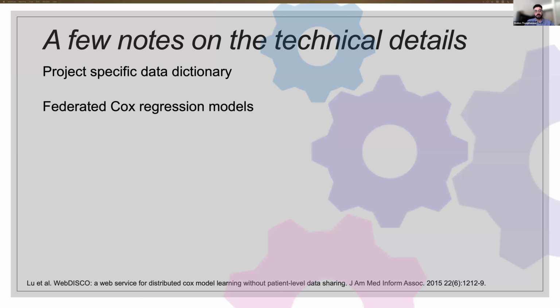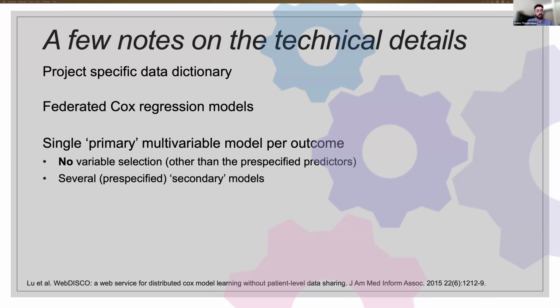During the model development phase, we developed a single primary multivariable model for each outcome. And as I mentioned before, all models were pre-specified, so we didn't carry out any variable selection during the analysis phase that could lead to model overfitting. In addition to the primary models, we also developed several secondary models for each outcome in order to explore the impact of other less established factors on these outcomes.